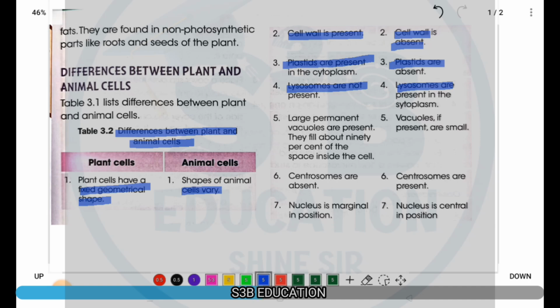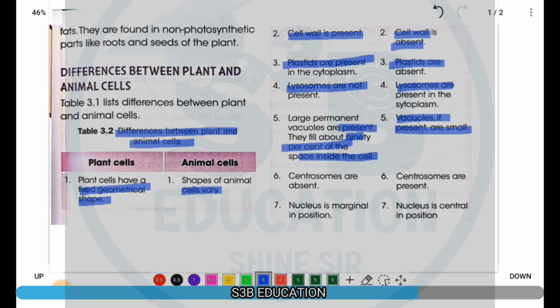Large permanent vacuoles are present in plant cells, and they fill about 90% of the space inside the cell. So the space inside the cell is around 90% covered by these large permanent vacuoles. But if we see animal cells, these vacuoles are not present, and if they are present also, then they occupy very less space. They are very small in size.